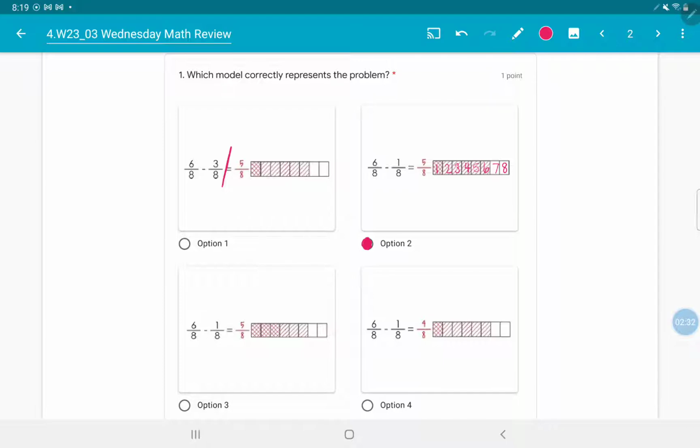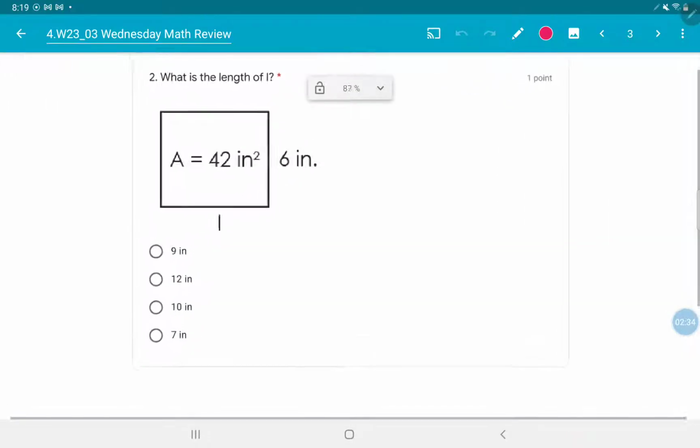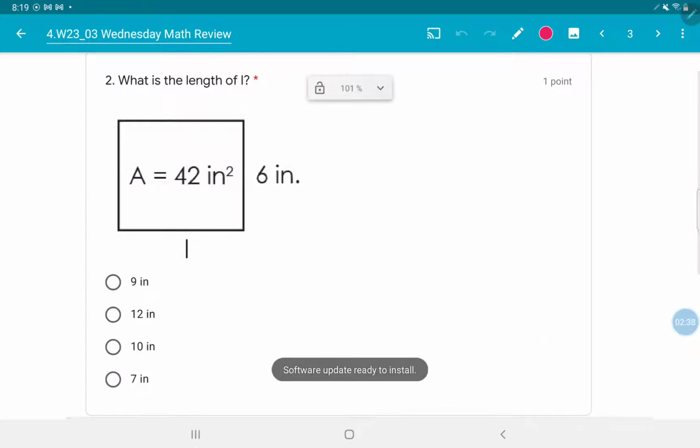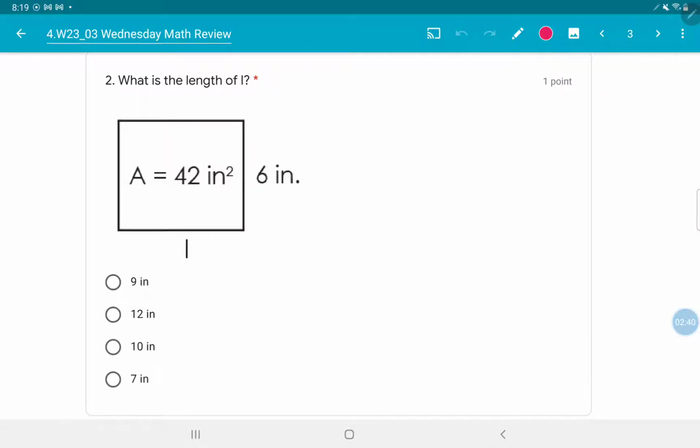All right. Let's look at number 2. They give us a rectangle. It asks what the length of L is. We know the area equals 42 square inches, and we know that the width is 6. So how are we going to find the length? What are we going to do, Ansley? Do 42 divided by 6.